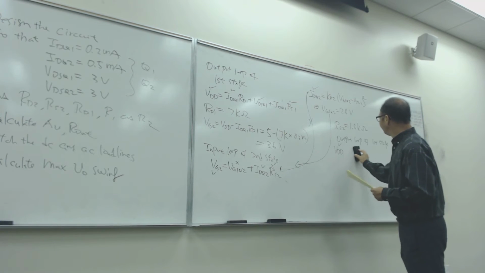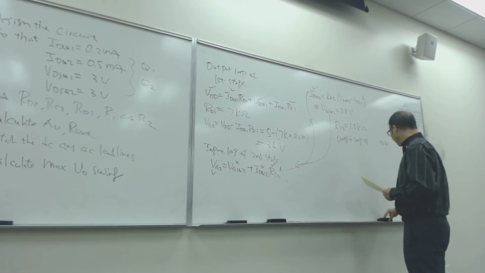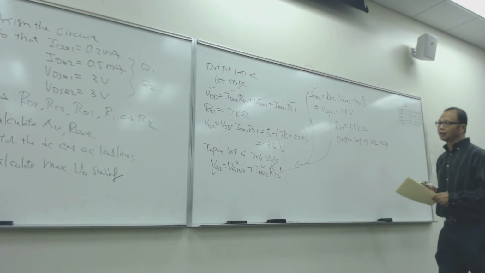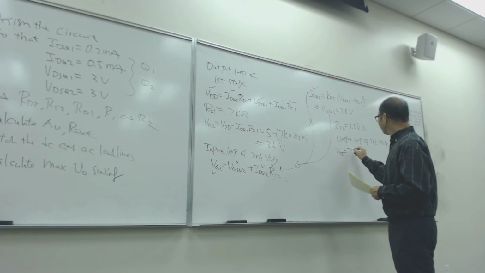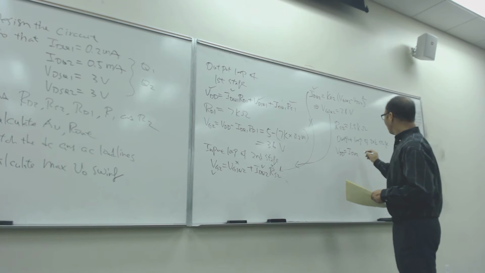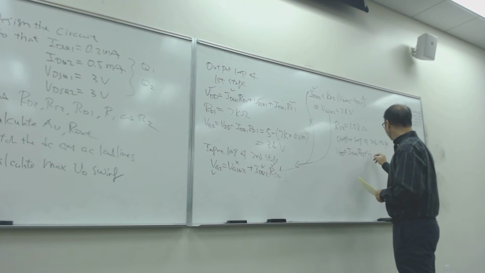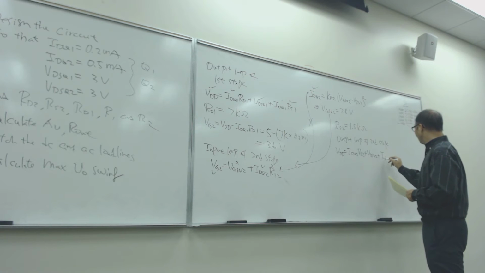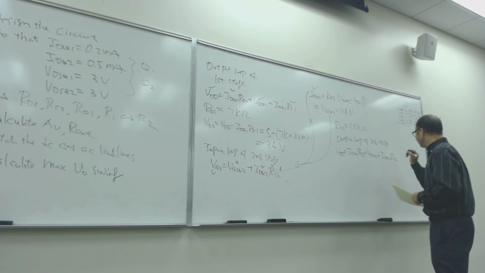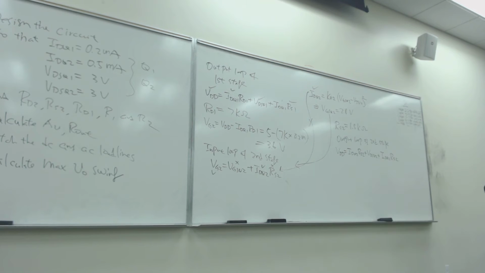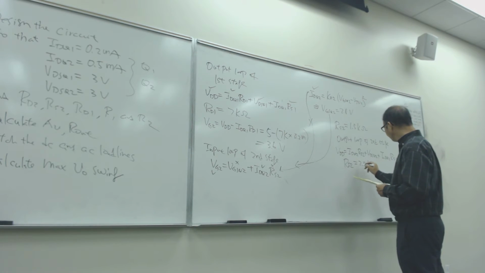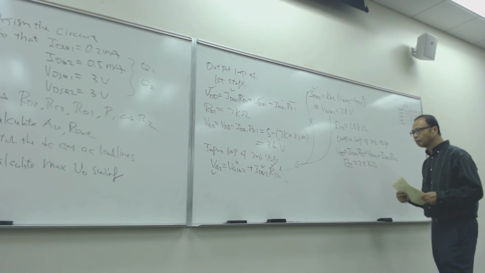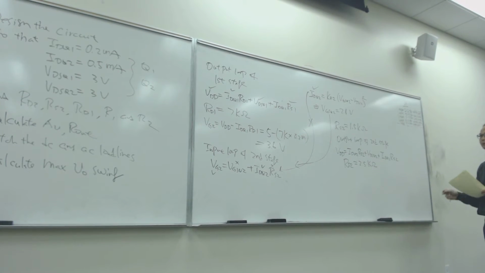Okay, so let me go back. I need to do the second stage, yes? So I go to the second stage. I get VDD equal to IDQ2 RD2 plus VDSQ2 plus IDQ2 RS2. Yes? Okay, so from here, I can find RD2. So RD2 is 2.5k. Okay, now what?